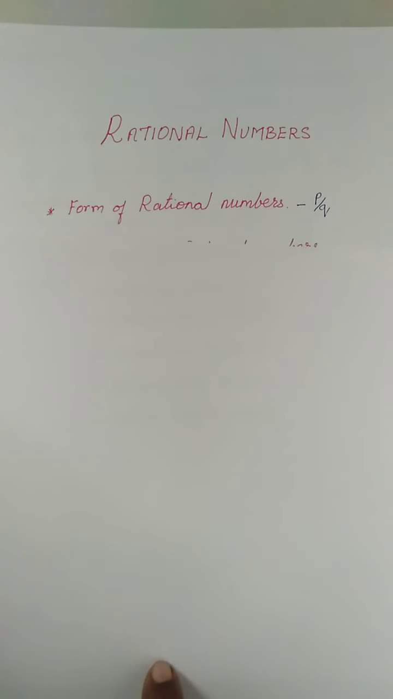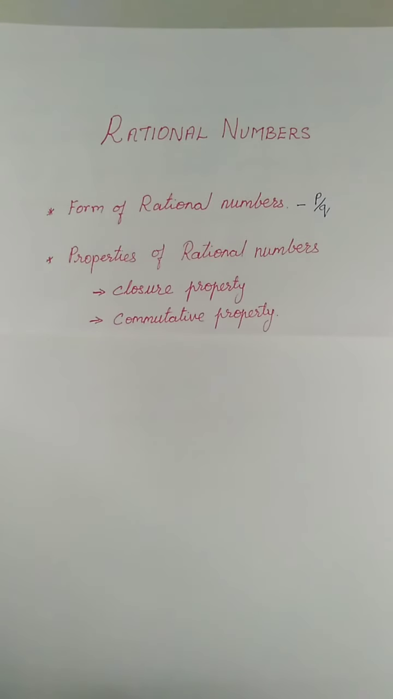In rational numbers, we have seen its properties such as closure property and commutative property. Closure property: when we add, subtract, multiply or divide any two rational numbers, the resulting number will be a rational number. Whereas commutative property states that when we add or multiply any two rational numbers, even though the digits are interchanged in place, the resulting number will be the same.